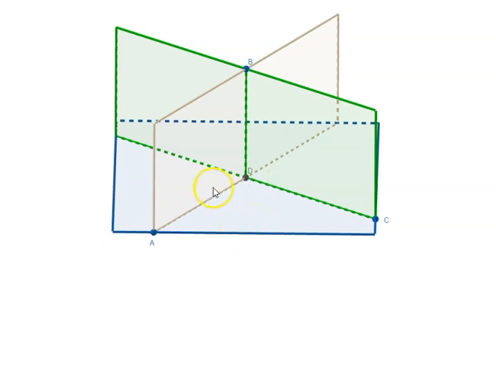So here you have two planes, let's say AB and BC, and they cut each other at BD. If these two planes are at right angles to the plane of reference, then the line of intersection BD between these two planes is also at right angles to the plane of reference.